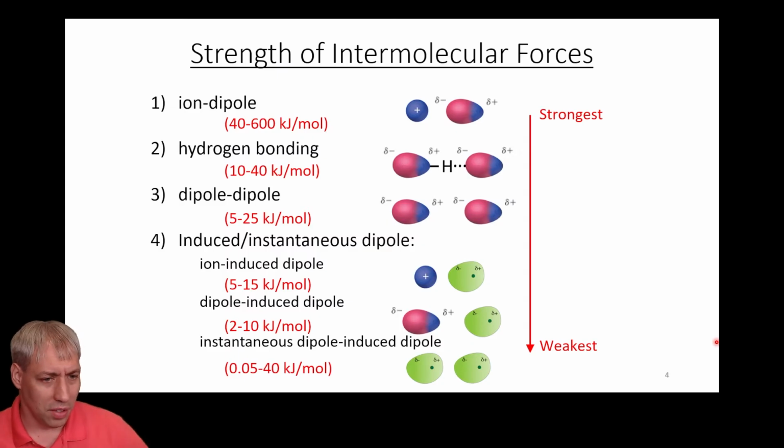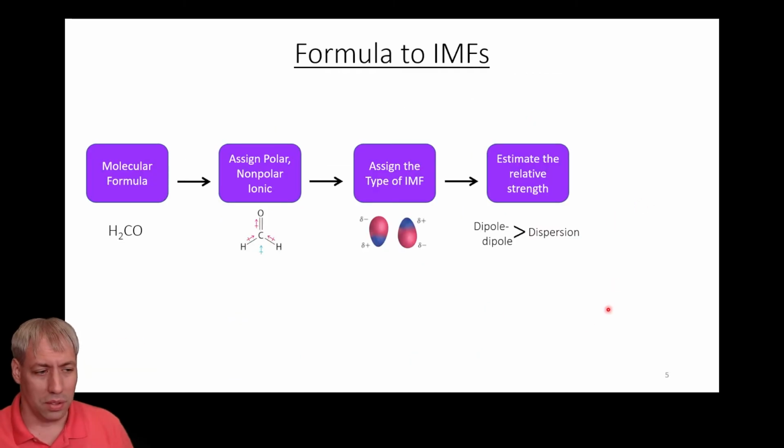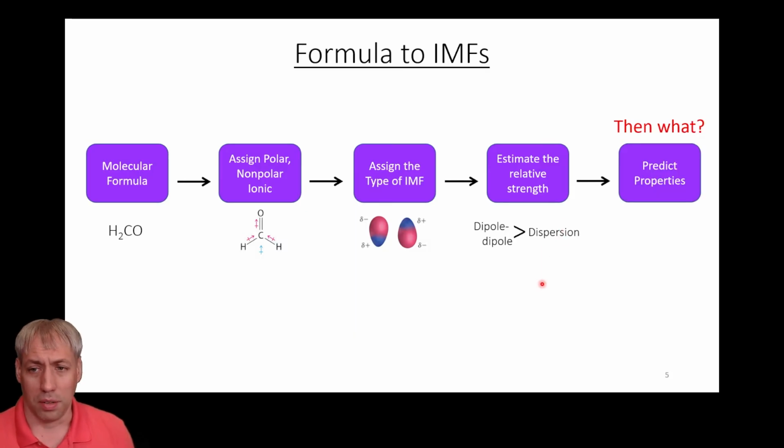Previously we talked about taking Lewis structures, assigning those structures based on VSEPR, and then talking about the molecules being polar or nonpolar or ionic, and then talking about interactions where ion-dipole is the strongest, and instantaneous induced dipole is the weakest. If we walk through that journey, the whole reason we do any of this process, from molecular formulas to assigning the intermolecular forces to estimating their relative strength, is ultimately because we want to predict properties, right?